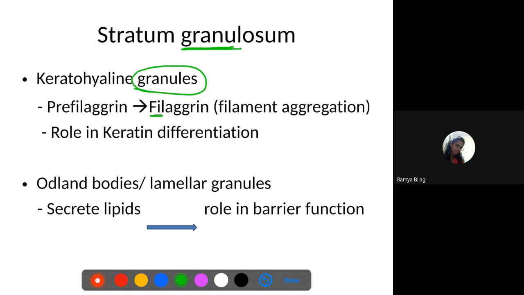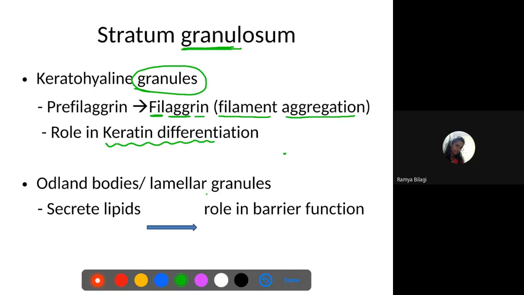Filaggrin. Fil is filament, aggrin is aggregation. So it has a role in filament aggregation, which will help in keratin differentiation. That will further help the cell to move from the basal layer to the upper layer. That is keratin differentiation. So along with the granules, we have something called Odland bodies or lamellar granules.